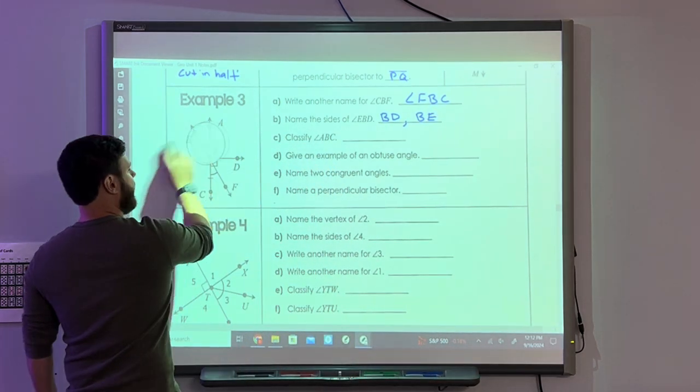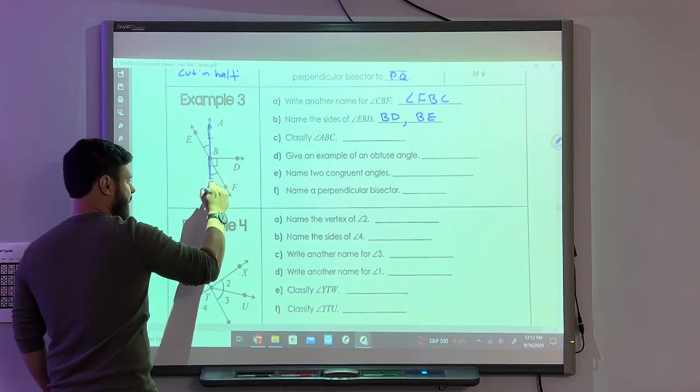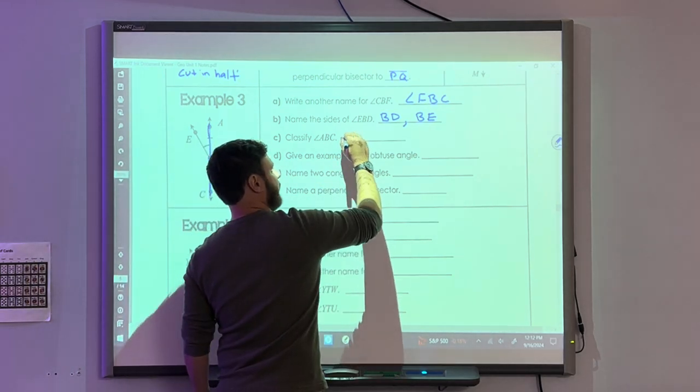Classify angle ABC. Well, where's that at? A to B to C. Well, that's a straight line, so that's a straight angle.